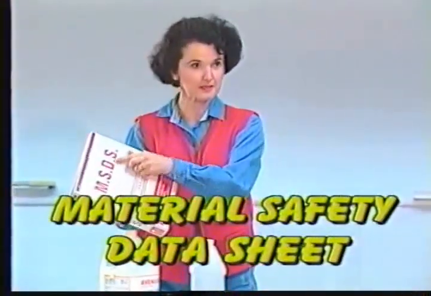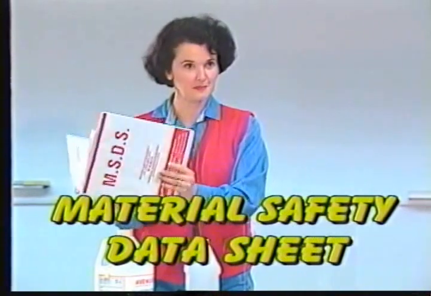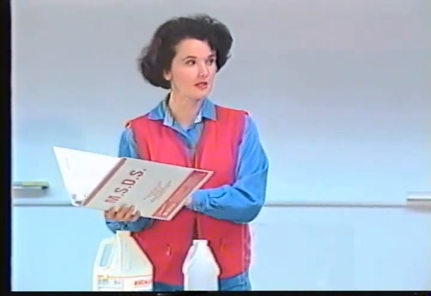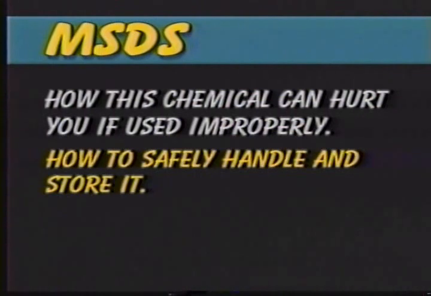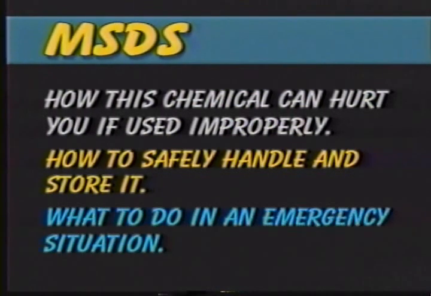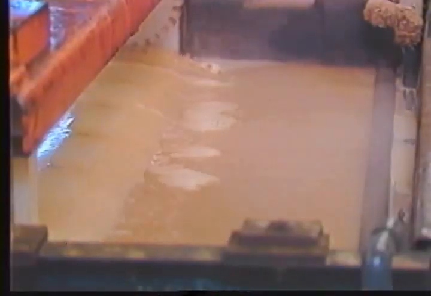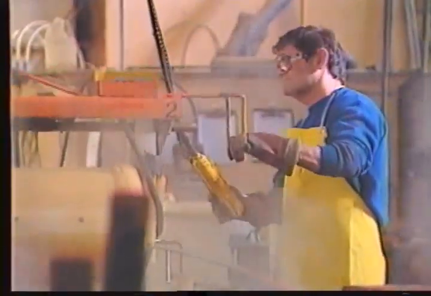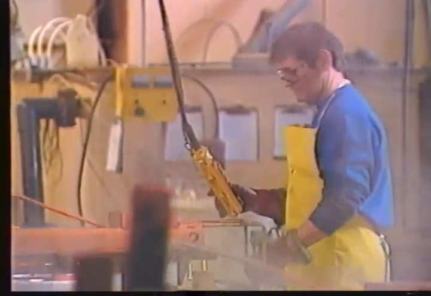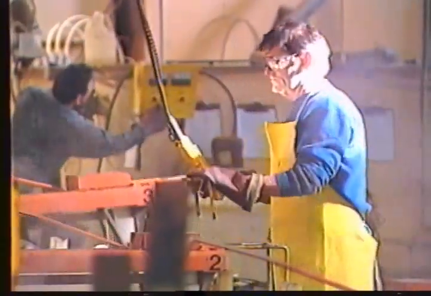Additional information for each hazardous chemical must be made available in the form of a Material Safety Data Sheet, or MSDS, which comes with the product. This data sheet will tell you how this chemical can hurt you if used improperly, how to safely handle and store it, and what to do in an emergency situation. MSDS gives you detailed information about the material and how to handle it safely. Workers have a responsibility to use this information to protect themselves from the harmful effects of hazardous materials.